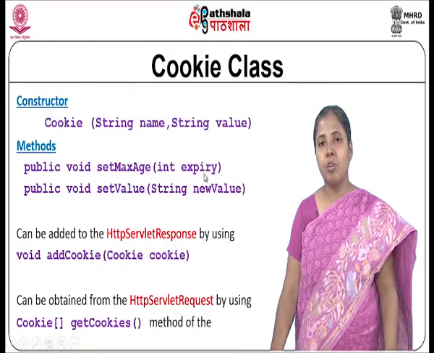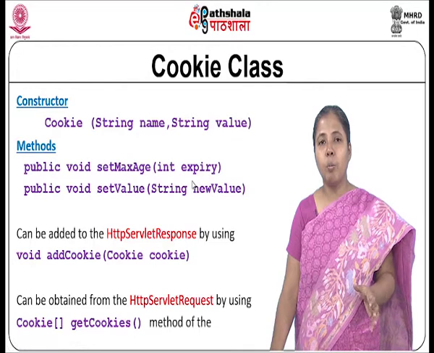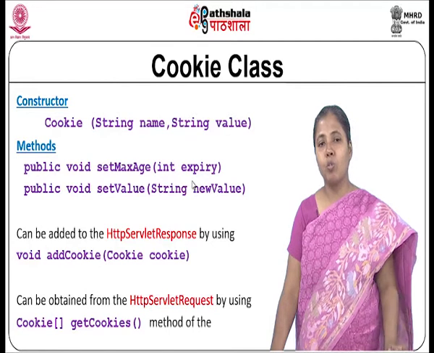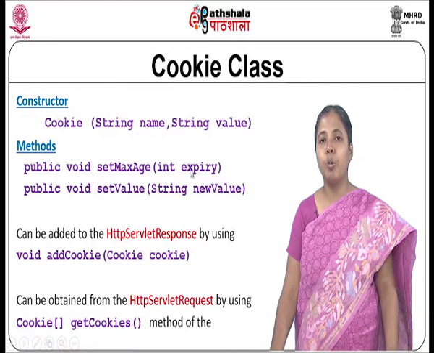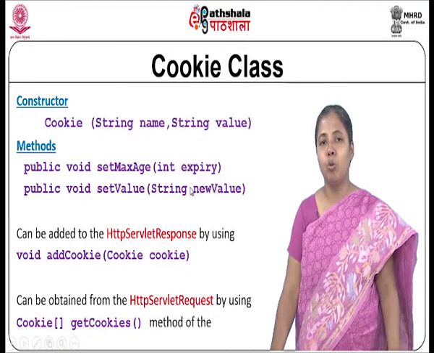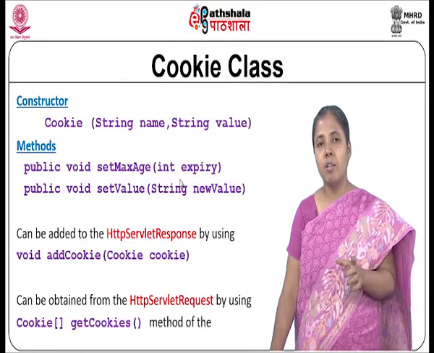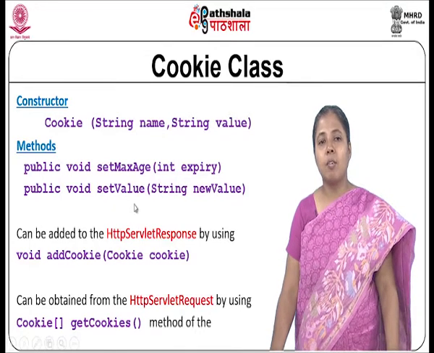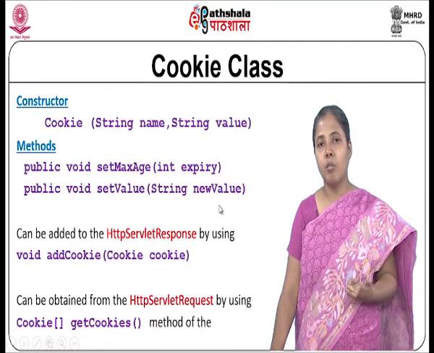This expiration time can be given as a negative value or as a 0 value. If it is negative, then the cookie would remain as long as the web browser, till the web browser gets quit. So, when you quit the web browser, the cookie would be lost. If you give the expiry value to be 0, then immediately the cookie would be removed. Other than that, you can give positive values in seconds, that would show how long this cookie would remain. And you can also set a value for the cookie using a method called setValue, so that the cookie can be set with a new value.